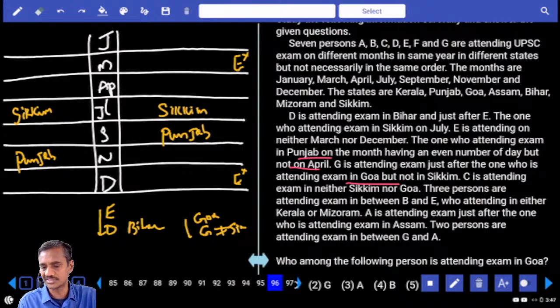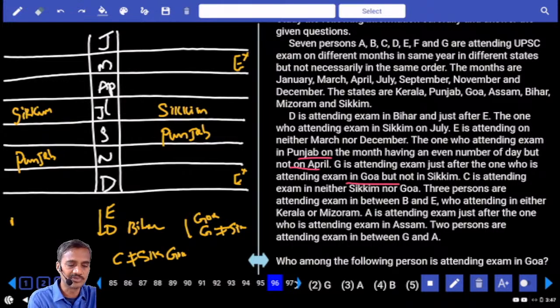The next one, C is attending the exam neither in Sikkim nor Goa. And three persons between B and E. E is attending in either Kerala or Mizoram. Now in between B and E there must be exactly three, and E is either Kerala or Mizoram.